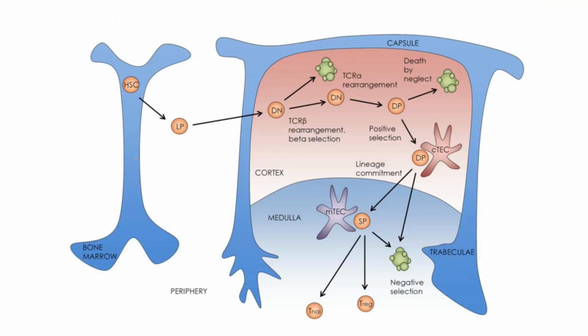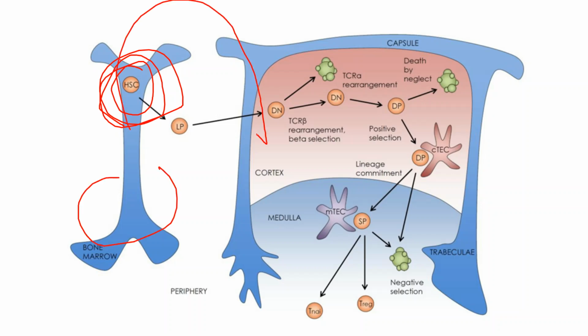Moving on, here in the process, this is the bone marrow. As we know, the origin of these cells happens in the bone marrow. Then they go to the cortex region. This is the cortex and this is the medulla region of the thymus. Here TCR beta rearrangement, beta selection, and alpha rearrangement will happen, and then those that don't react with the self antigen, self MHC molecule, after positive selection will go for death by neglect. If they survive, they go for positive selection.